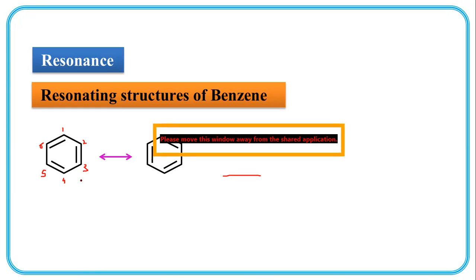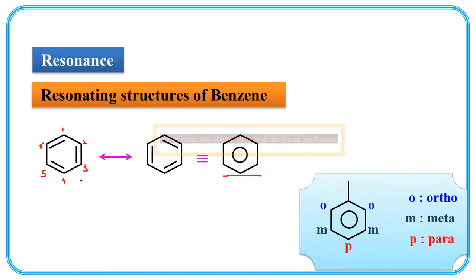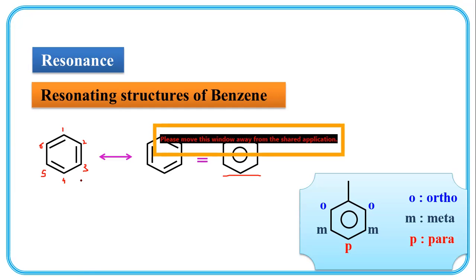So this canonical structure, or this structure, is called the resonance hybrid. Here, positions number 2 and 6 are called ortho positions, 3 and 5 positions are called meta positions, and the fourth position is the para position.